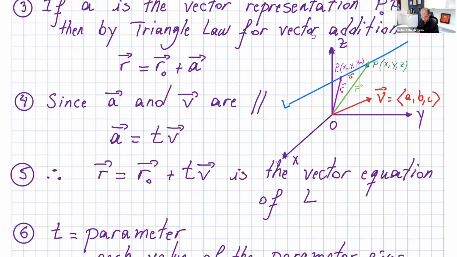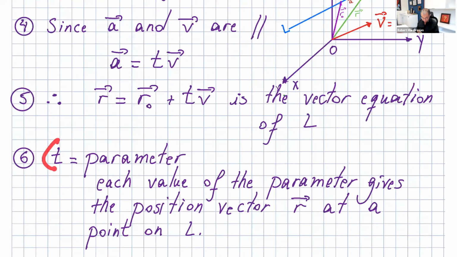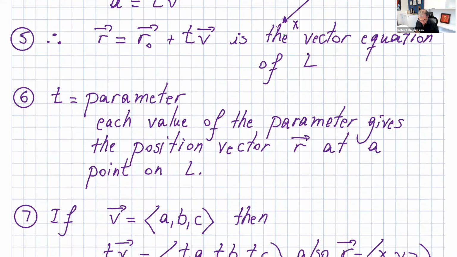Now, what's vector r? We said vector r is r naught plus vector a, but instead of a, we can substitute tv. Therefore, r can be written as r naught plus tv. This is called the vector equation of the line. t is a constant, a parameter. Each value of the parameter gives the position vector r at a point on L. You can take any constant for t.